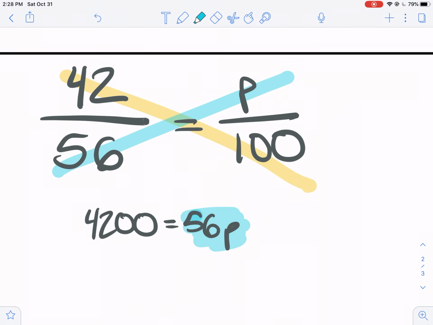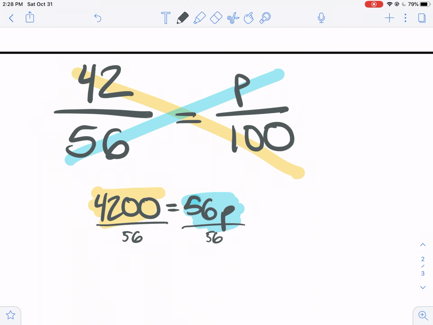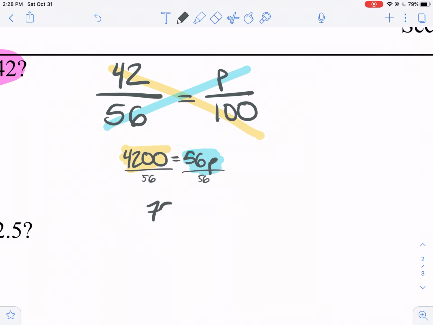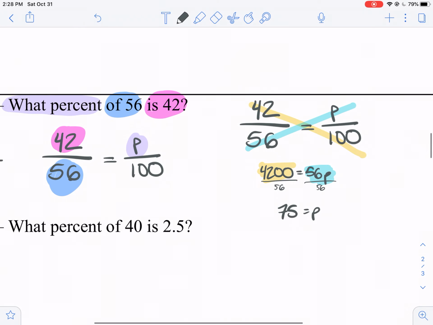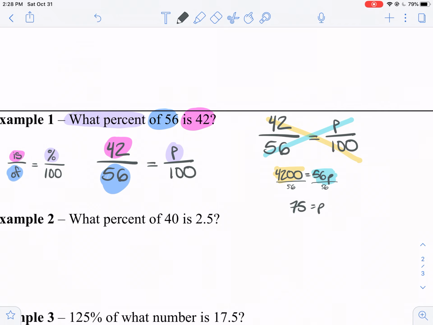So there we go. Our cross products are working. And then all we have to do to solve for P is we divide both sides by 56. And that comes out to 75. So 42 is 75% of 56.